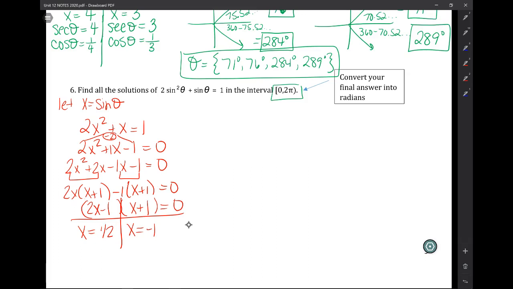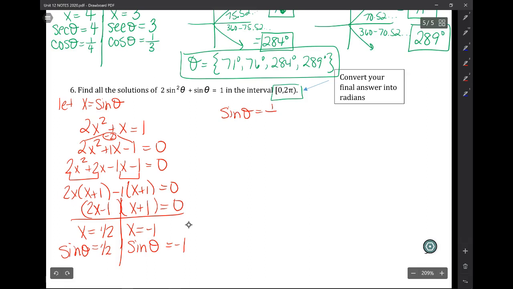Now remember, we didn't want to just solve for x. X is representing sine of theta. So we have to determine what value of theta would produce a positive 1/2 and what value of theta produces a -1. So I'm going to do the same thing I did on all the other ones. I'm going to kind of go over here and let's talk about it. It's positive. So where is sine positive? Sine is positive in 1 and 2. So the quadrants we're going to look at are 1 and 2.